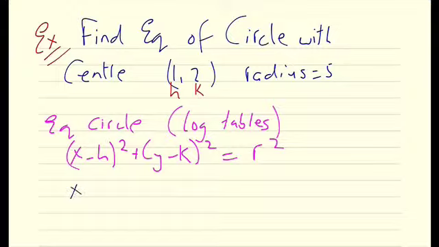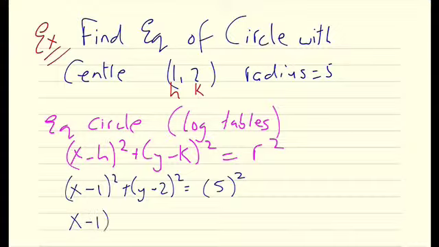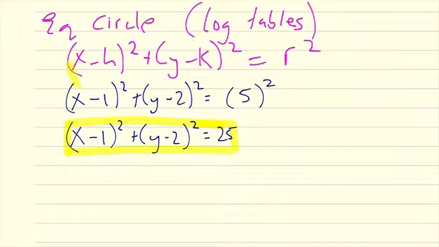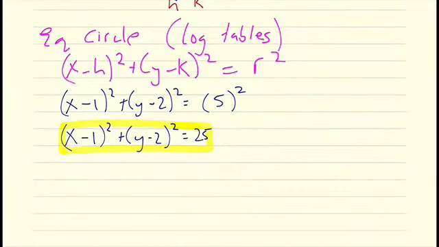So it's x minus h, which is 1, squared, plus y minus k, which is 2, squared, equals r squared. What was my radius? I think that's 5 squared. So the equation of this circle would be x minus 1 all squared plus y minus 2 all squared equals 25. And that's your answer there. Don't bother multiplying it out. You scribble that down? Did you find that okay?